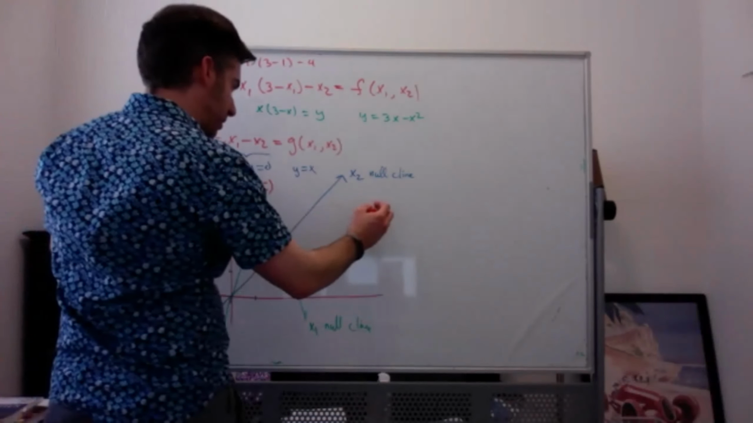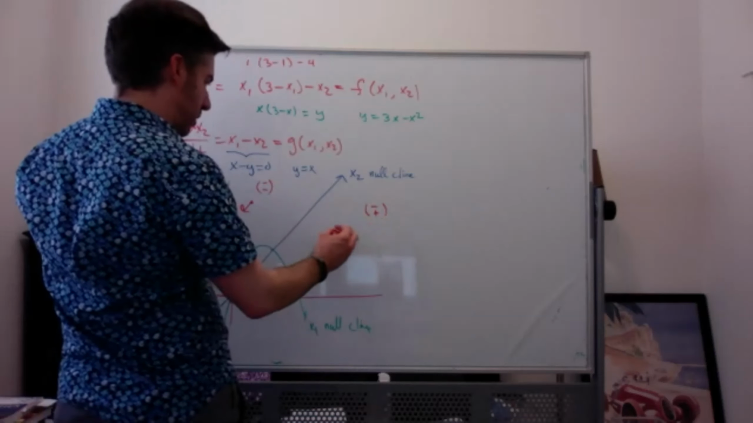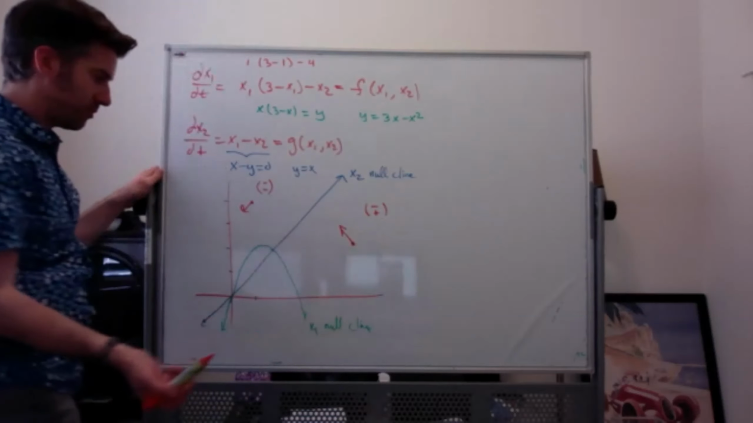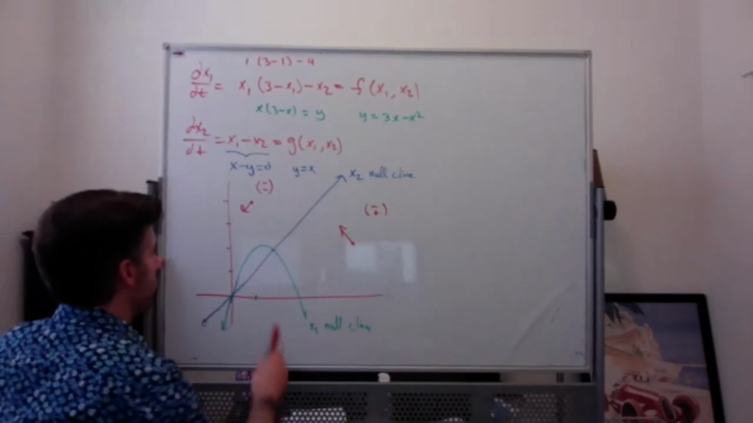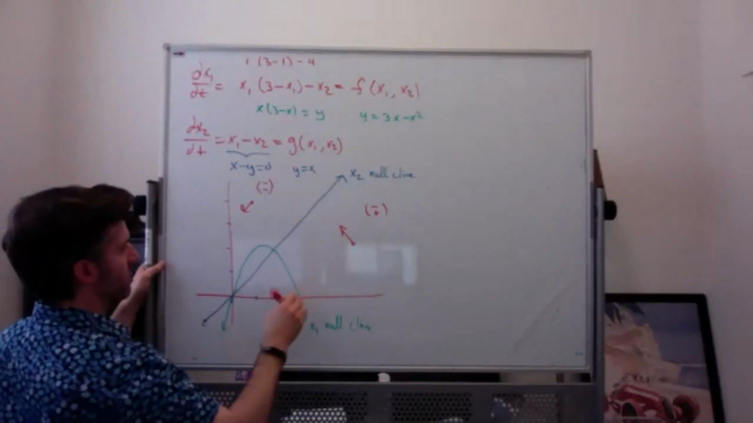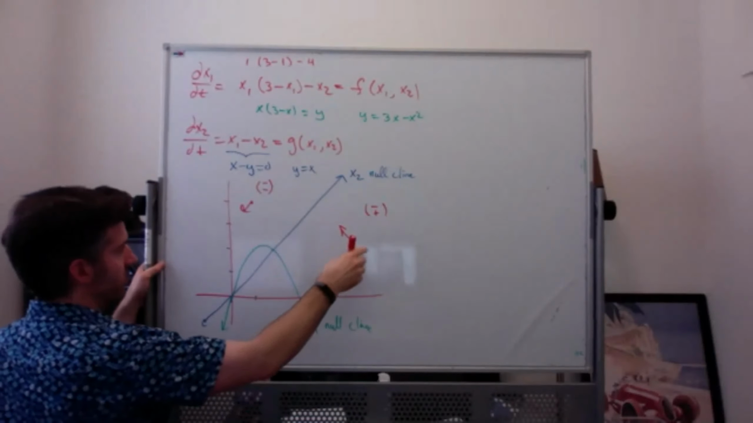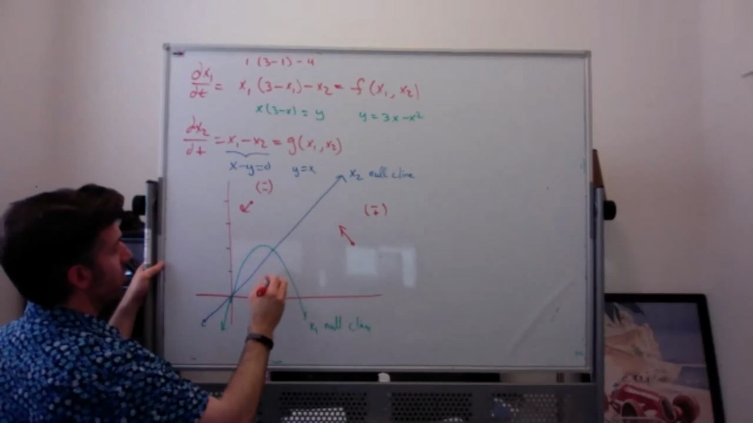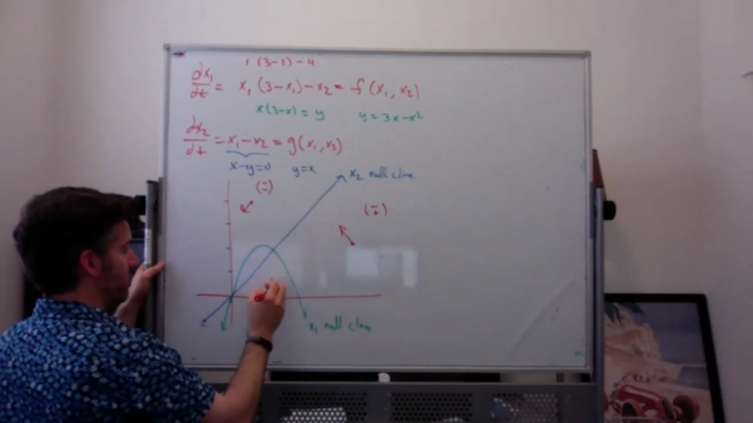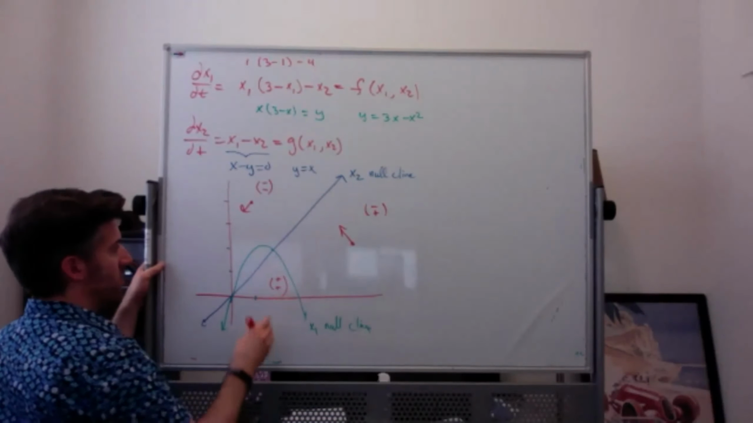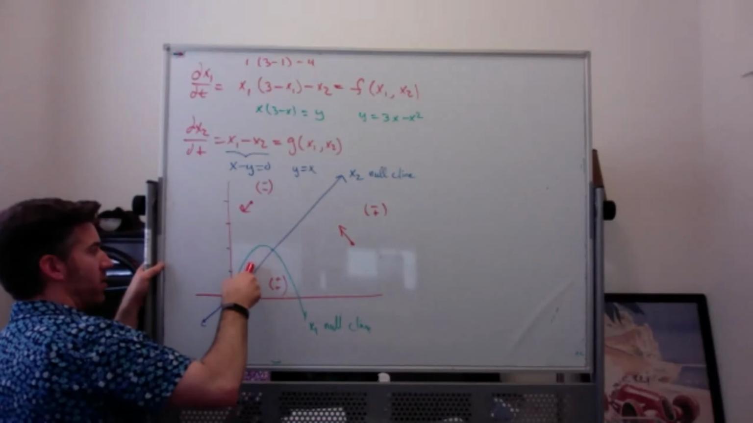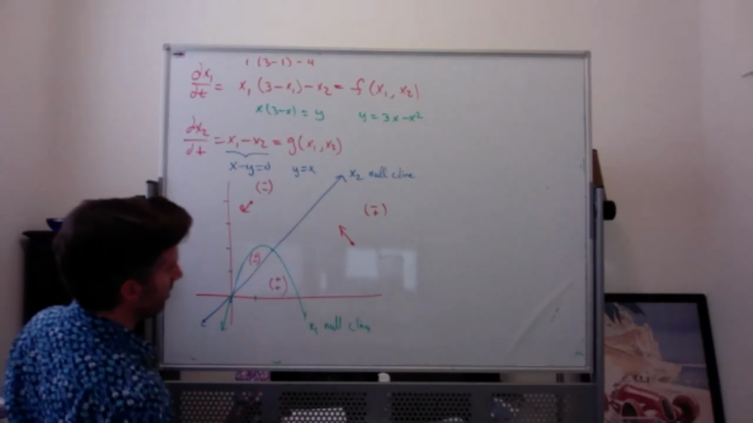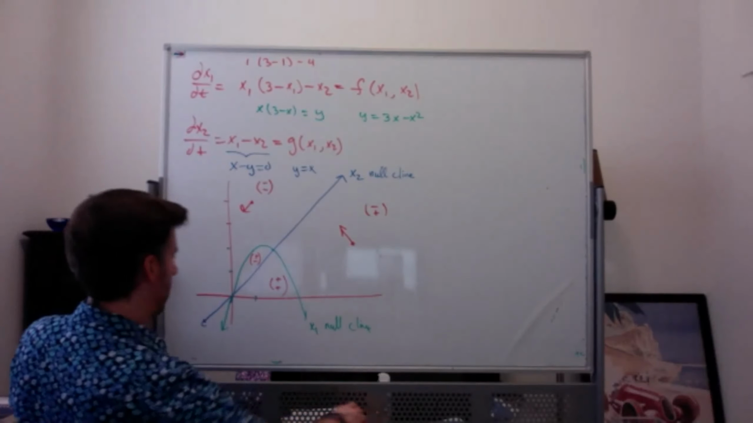So I'm thinking like this, where things are going to be going left and up instead of left and down. Every time you cross one of the nullclines, you're going to change the direction. So right here I'm crossing the x1 nullcline, so the x1 thing is going to change from negative to positive. Here I'm crossing the y nullcline, so the y things are going to change from positive to negative. And we just keep doing it.